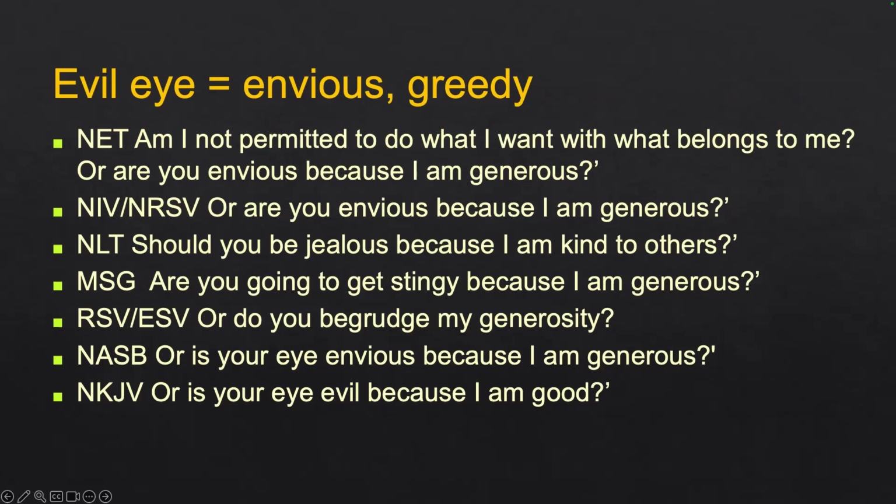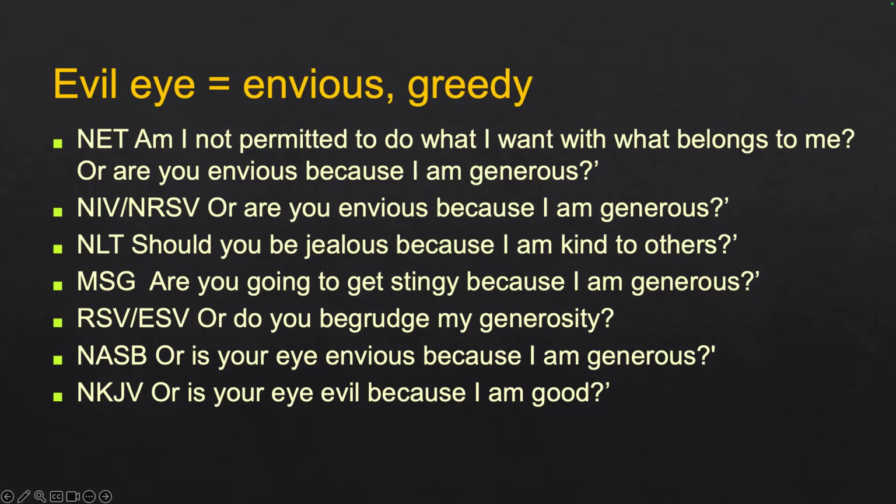Only the New King James leaves it as, is your eye evil? Okay, so they actually help me identify the idiom. But the other versions are not. So again, is it helpful for it to say evil eye if I don't know what evil eye means?